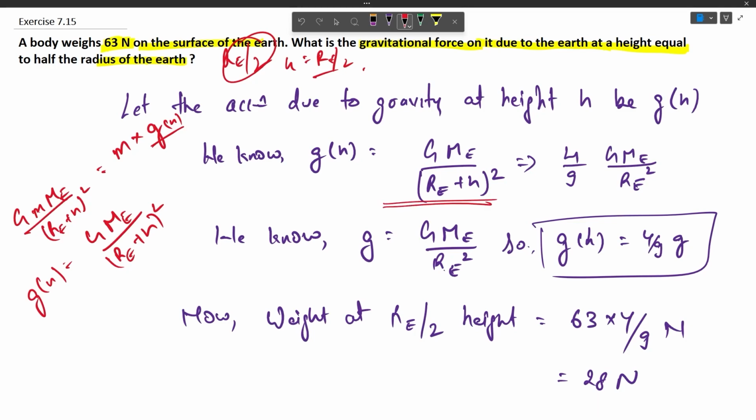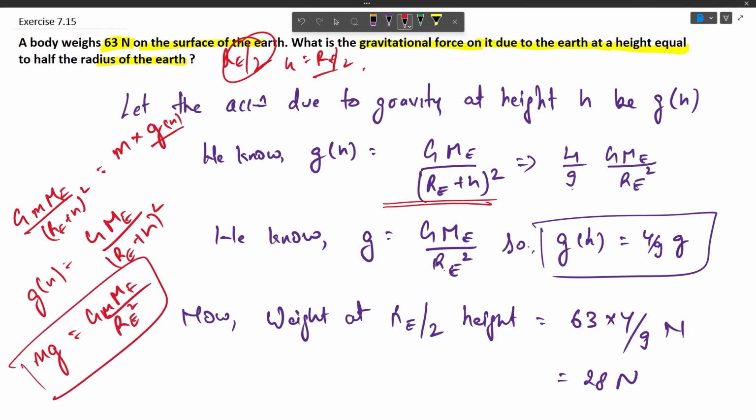So now we have this relation GMe by (Re + h) squared. Since h equals Re by 2, simplifying this we get 4 by 9 times GMe by Re squared. Now at the surface we know that the mass of the body times the acceleration due to gravity equals GM, mass of Earth, divided by the radius of the Earth squared. This relation is valid on the surface of Earth as height equals 0. Now we see that g equals GMe by R squared, that is this value. We can replace it with the acceleration due to gravity, that is 9.8 meters per second squared. Since GMe by R squared equals g, gh will be equal to 4 by 9 times the g at the surface.